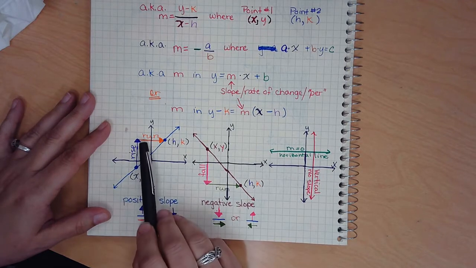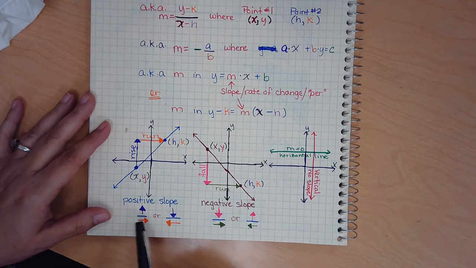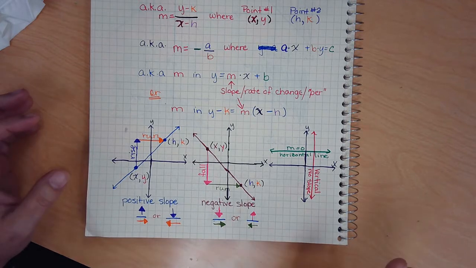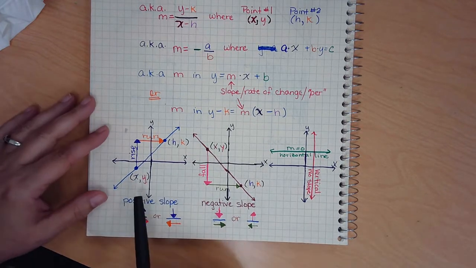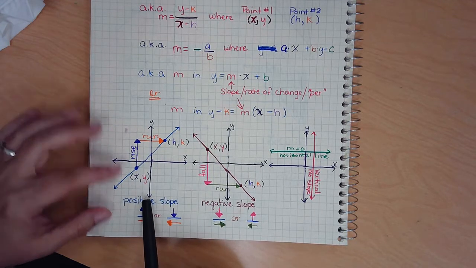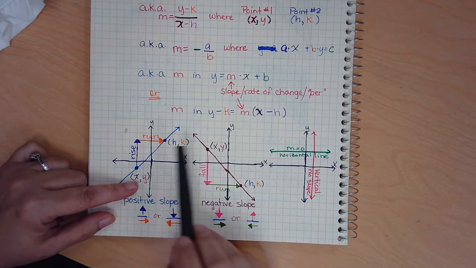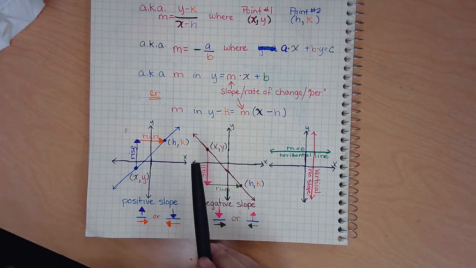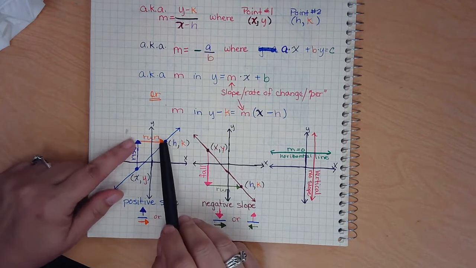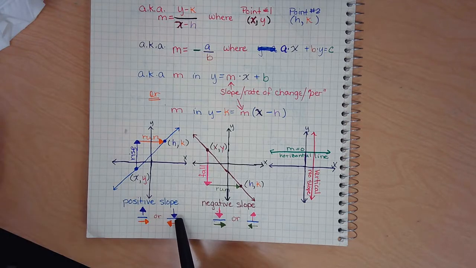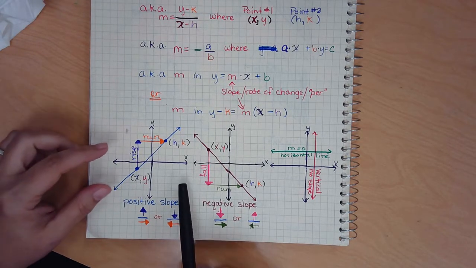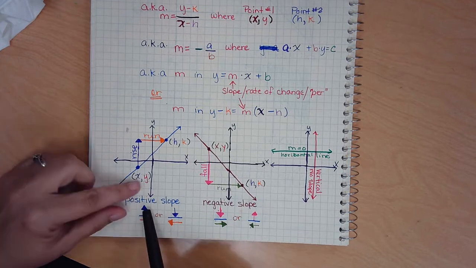If it's rise up, run over, up and over to your right, always run to the right if you can, okay? That will be a positive slope. If for some reason you cannot run to the right because it goes off your page, you can also reverse both of those. You have to reverse both, which means go down and go to the left. So we'd see either up and to the right or down and to the left to get positive slope.